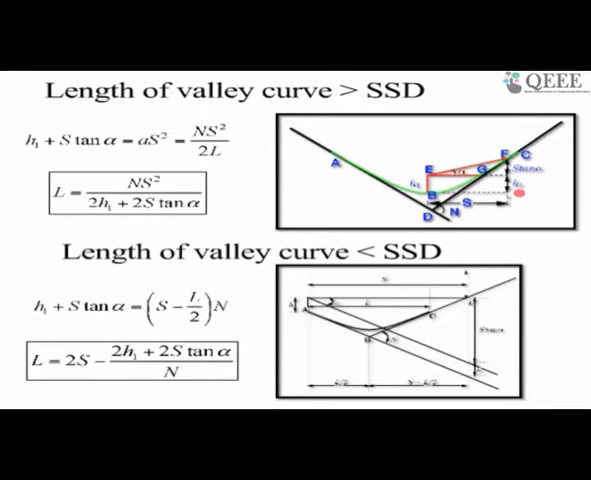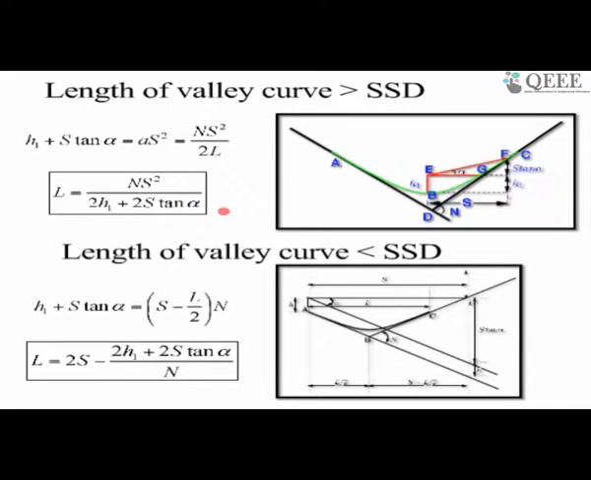Again, if you look into the parabolic equation, it is nothing but a times s square, which is my side distance. And a, as we know from the parabola equation, is going to be n by 2L. So if we replace this, h1 plus s tan alpha is equal to n s square by 2L. So from this, if we try to find out the length, L is equal to n s square by 2 times h1 plus s tan alpha.